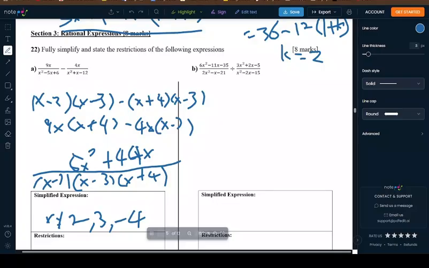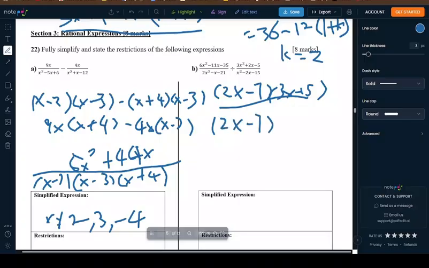So 6, negative 11, negative 35. Factor that. That will get you 2x minus 7, 2x minus 7, and 3x plus 5. So that's our top over, a lot of factoring today. 2, negative 1. So the bottom should be 2x minus 7, so we can actually cancel this out, by the way, and x plus 3. So right away we cross this out.